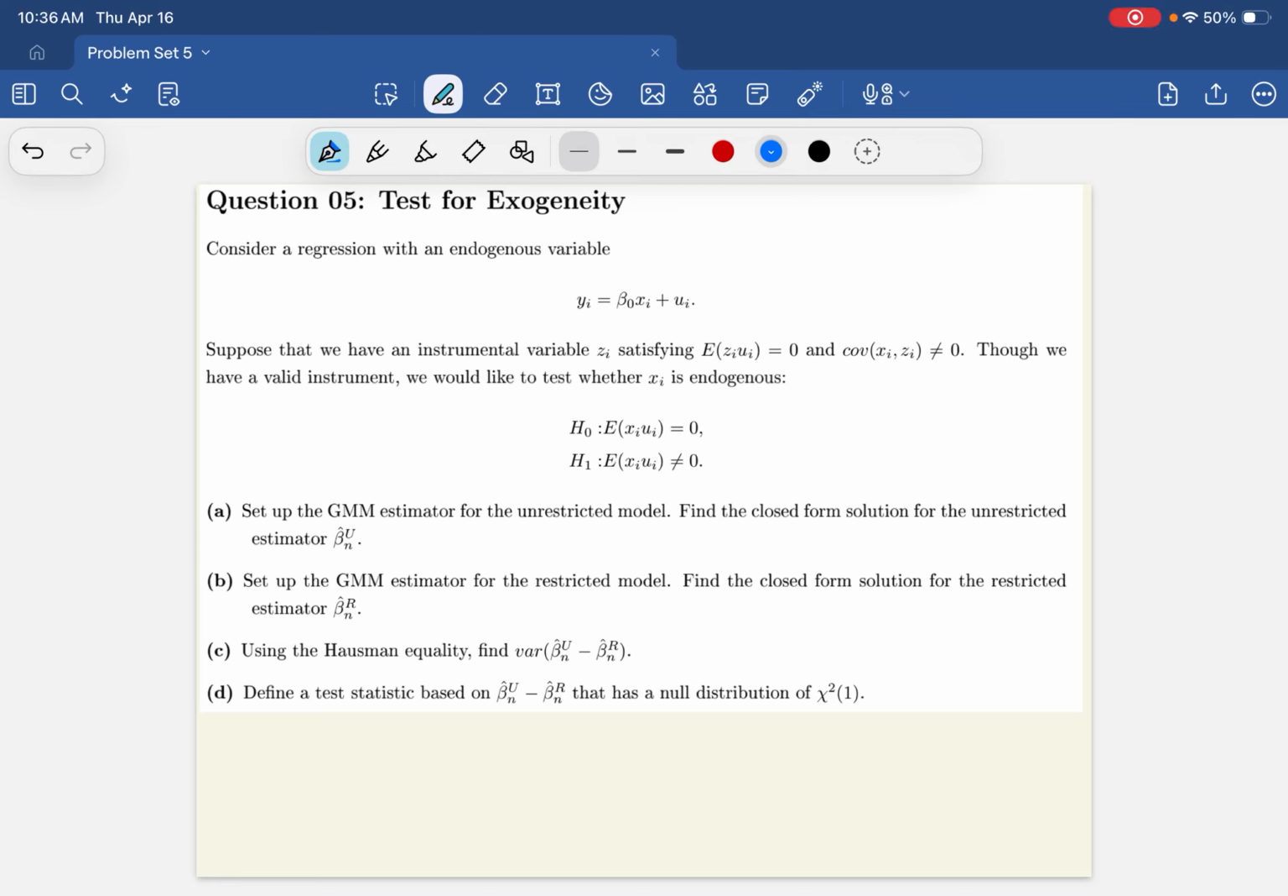Let's think about the test for exogeneity. We have a very simple regression with a scalar and demeaned regressor, but it may be endogenous. So we prepared an instrument that satisfies all the conditions, but we would like to test if the regressor was exogenous or not.